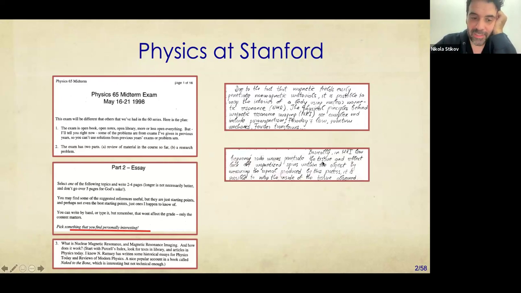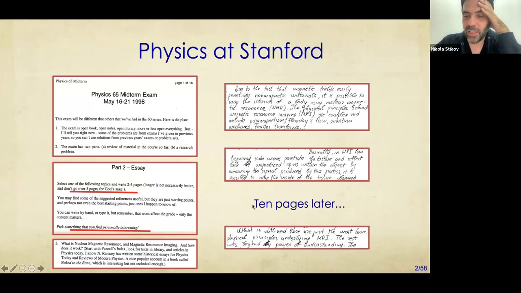Here's the basic concept, or at least the level of my understanding back when I was 19 years old. Basically, in MRI, low frequency radio waves penetrate the tissue and reflect back off magnetized spins within the object. By measuring the signal produced by this process, it is possible to map the inside of the tissue observed. And then I broke a rule. I went for 10 pages, even though the essay asked me to never go over 5 pages. And I said, what is outlined here are just the most basic physical principles underlying MRI. The rest was beyond my power of understanding.